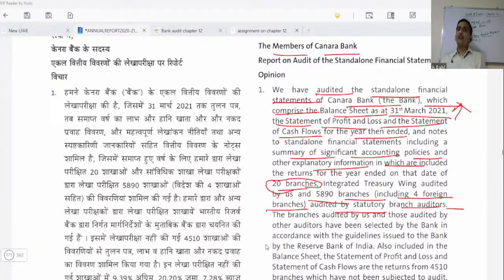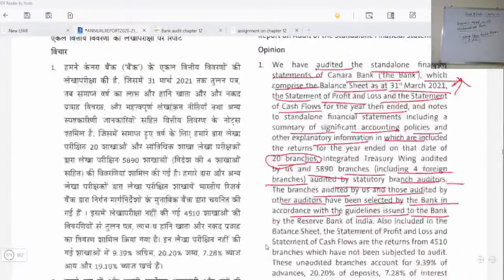So the statutory central auditors are clearly stating how many branches have been audited by us and how many branches have been audited by statutory branch auditors. So they have taken into consideration the contents of the reports of statutory branch auditors. Okay. And it also states that branches audited by us and those audited by other auditors have been selected by the bank in accordance with the RBI guidelines, etc.